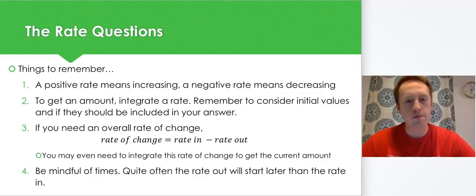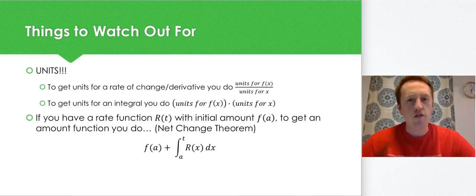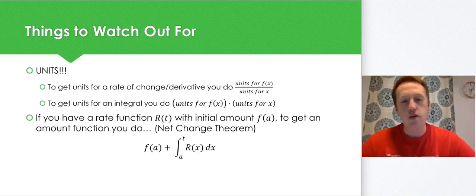Some things to watch out for that people tend to get mixed up on: your units. If you're getting the units for a rate of change or for a derivative, what you do is the units for f over the units for x. And if you're doing an integral, you're multiplying the units instead.